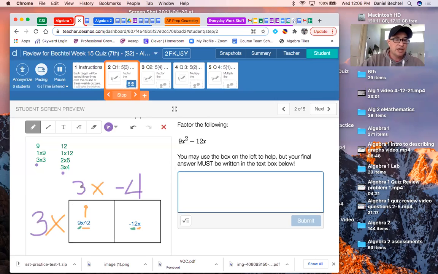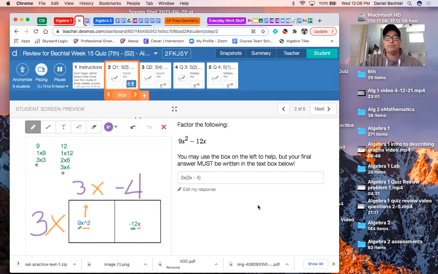So when I do this, that 3x is on the outside of parentheses. And I write parentheses, and then what I have right here, that goes on the inside, the 3x minus 4. And that is the result of what I'm going to be getting for this one. So that's what we do for a problem like this.